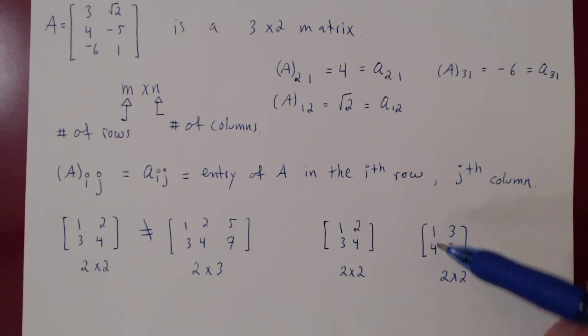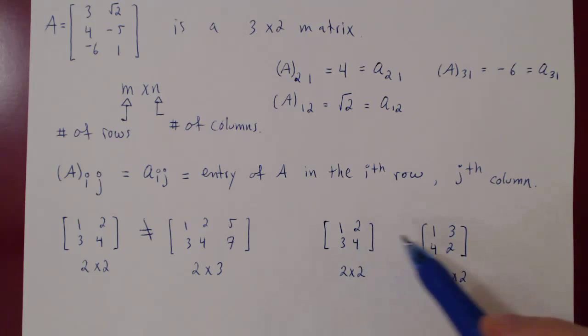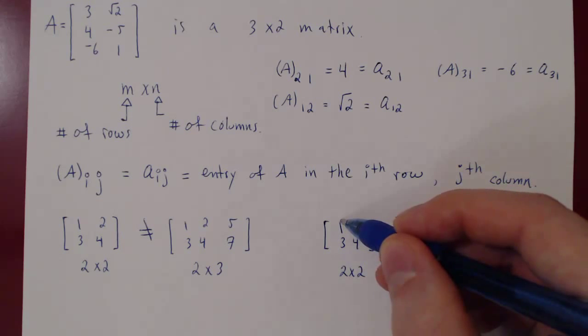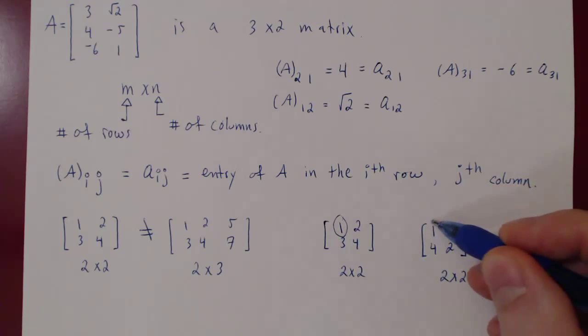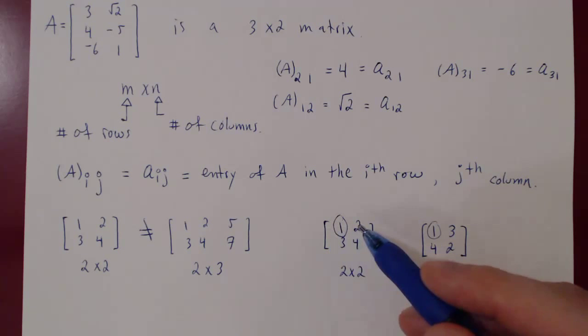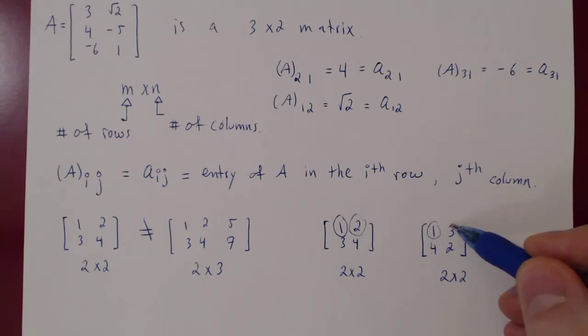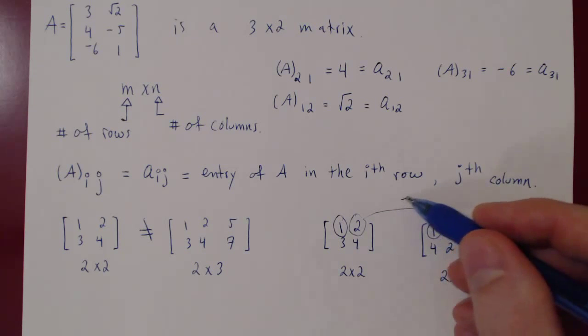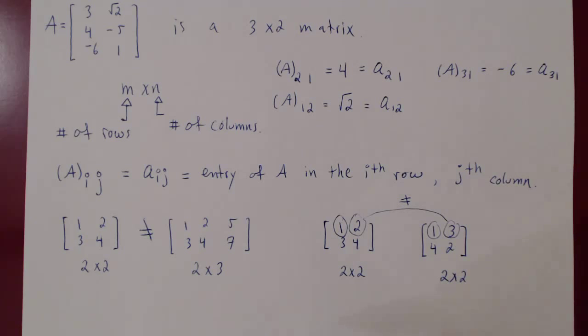But the only problem is the entries are not in the same position. The entry in row 1, column 1 here is 1, and here it's also 1. So far so good. But now the entry in row 1, column 2 is 2 here, and here it's 3. They're not equal. And again, our notion of equality means literally they are identical elements. So the size is not enough.